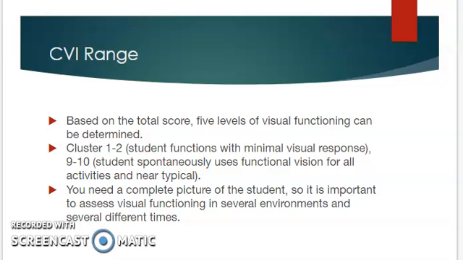Dr. Christine Roman has also done work so that, based on the total score, 5 levels of visual functioning can be determined. For example, if the total score is between 1 and 2, in cluster 1 and 2, we say the student functions with minimal visual response. It's easier for us to understand where the student stands. Similarly, at 9 to 10, the student spontaneously uses functional vision for all activities and his or her vision is near typical. So you need a complete picture of the student. It is important to assess visual functioning in several environments and at several different times.